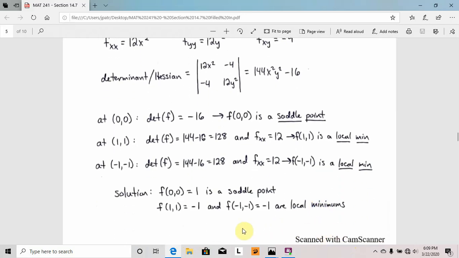So then I guess just to get the actual values of f, at the origin it's 1. When you substitute in, that's going to be a saddle point. And then when you substitute in 1, 1, and -1, -1, at both of those you get a function value of -1. So those are both local minimums.